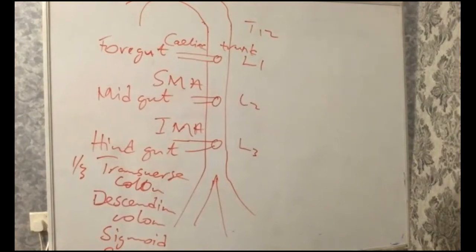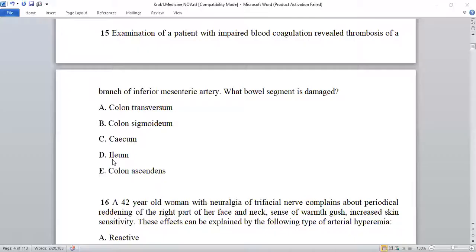In the options, there's colon transversal. That's why I'm saying that, look, I labeled it. I said the last 1/3 of the transverse colon. So if they bring colon transversal and they are not saying 1/3 or 2/3, you still don't have to choose that one. Okay? I'm just trying to let you understand the specifics.